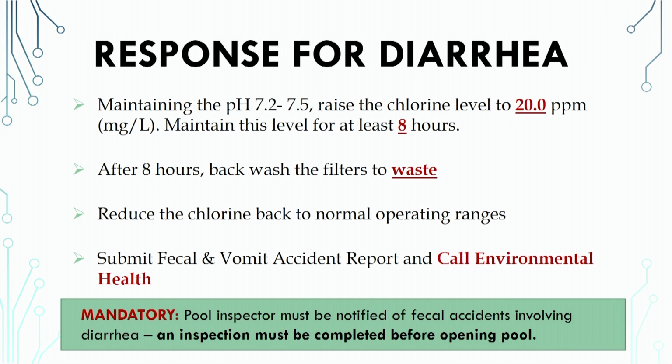It is recommended that you keep the pool closed for at least 12 and a half hours to 24 hours in accordance with the city code. How do you respond to diarrhea? Well, you want to maintain the pH level at about the same as you would for a formed stool, at 7.2 to 7.5. However, when it's diarrhea, you want to raise the chlorine level to 20 parts per million, and you want to maintain this level for at least 8 hours. It gives enough time to circulate the whole pool and kill any bacteria, or any diseases or anything that could spread in there.